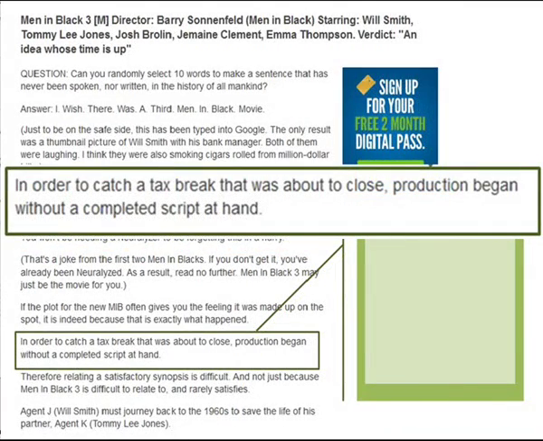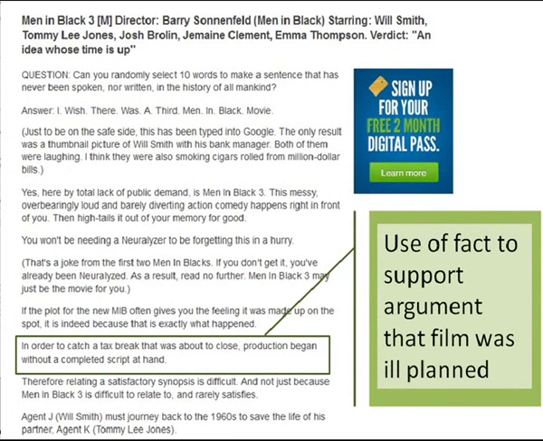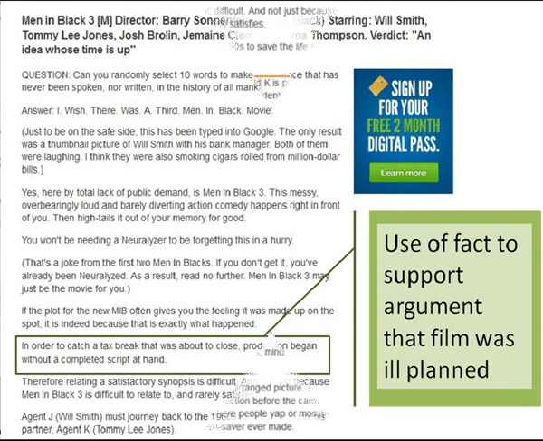As with informative text, persuasive texts often use fact to support their argument. In this case, the author has used the fact, the start date of the movie, and then attributed his own reasoning to catch a tax break to that fact. The author has interpreted the information available to support his argument that this was an ill-planned movie.